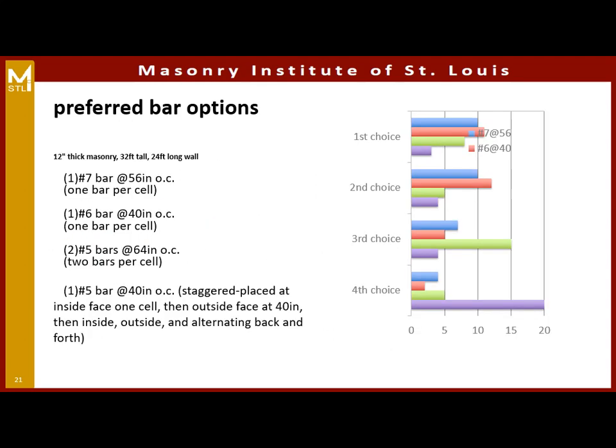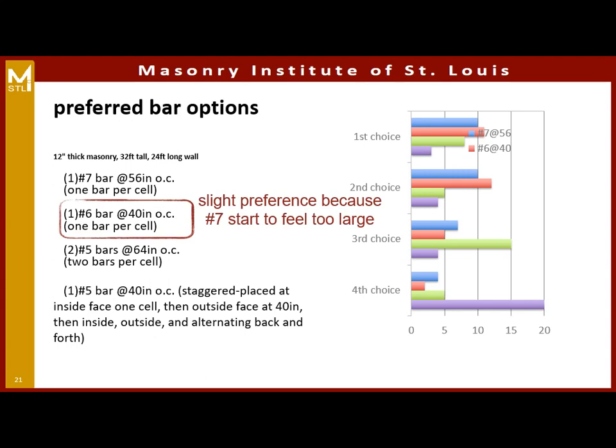For the 12-inch thick masonry, on this one, you can see that by a slim margin, they preferred the smaller bar at the smaller spacing. I think what happened was the number 7 started to feel a little too big and just harder to work with. So in that case, a small number of Masons preferred the smaller bar at the closer spacing. What was not close was that, again, their least favorite choice was the alternating staggered placement.